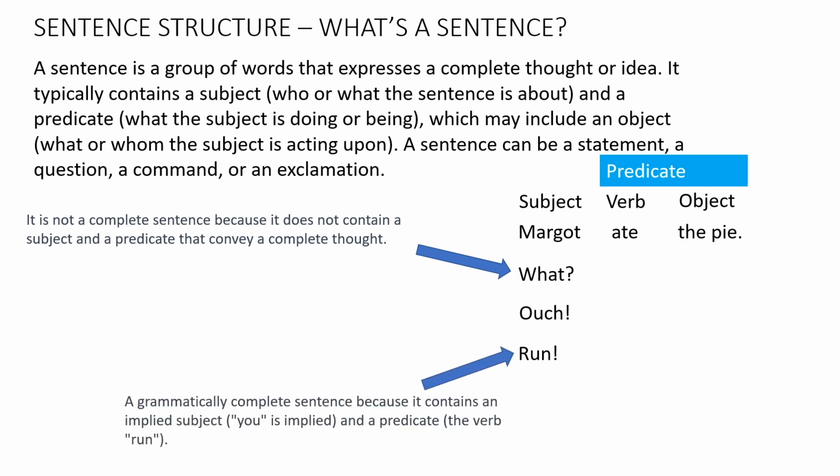It is a grammatically complete sentence because it contains an implied subject, which is you, okay, and a predicate, the verb, which is run. So the subject's really implied because it's a command or an imperative, this word. So yeah, it's a little bit tricky on identifying what a sentence is. But I suppose the main thing to note here is that it's clear and it's implied what the subject is to make run by itself a sentence.